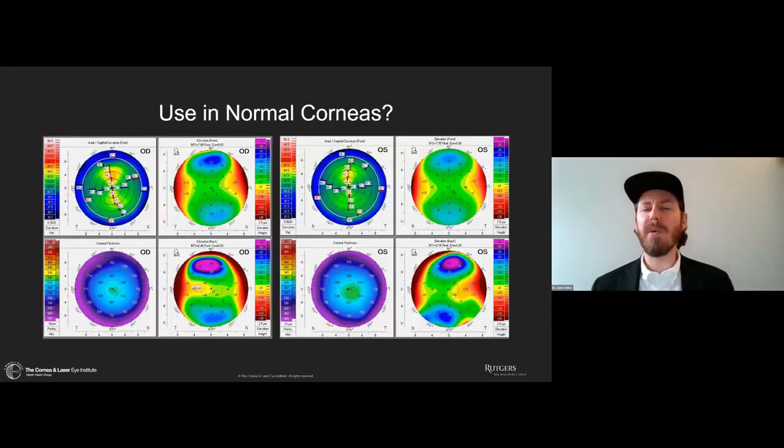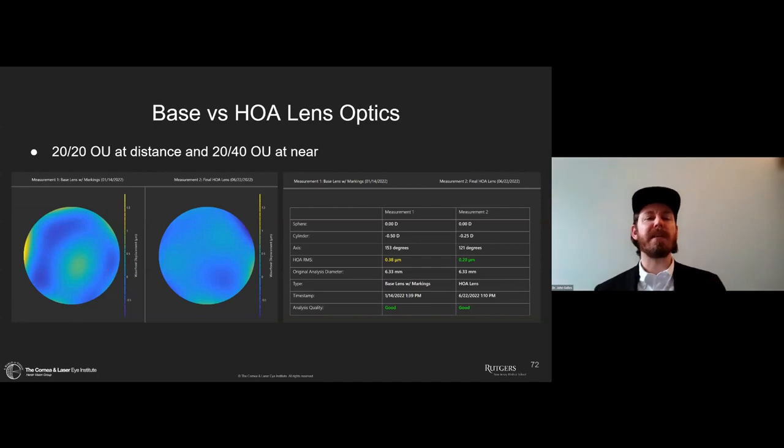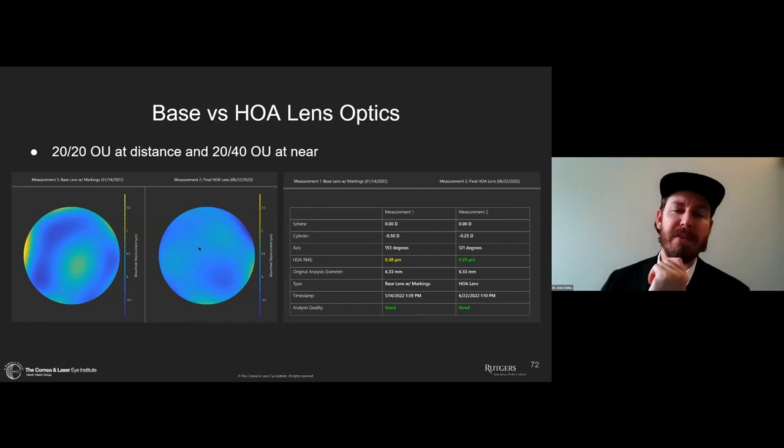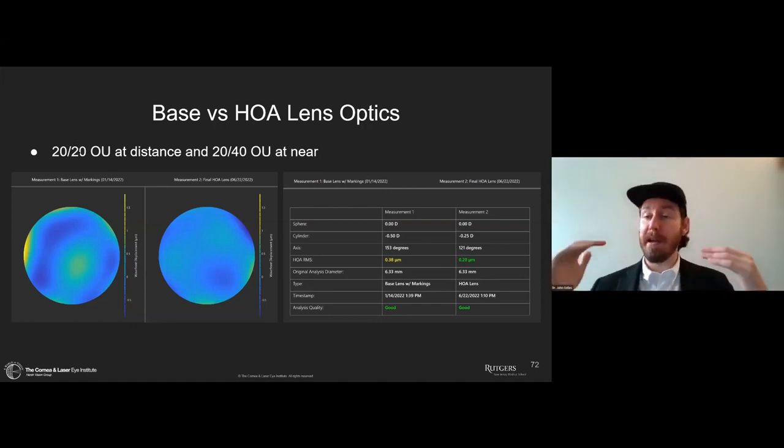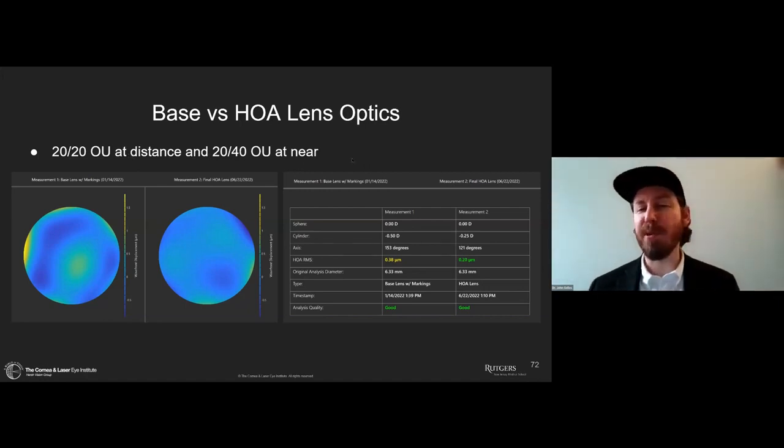Then the question comes out, what are we going to do? Can we do this in normal corneas? Yes, we can. This is a case where we use this in an individual who was intolerant to corneal gas perms, but wanted to keep that rigid lens quality of vision. And what we can see is that this is the difference between their base lens on the left and their higher order aberration correcting lens on the right. And you can see that we reduced their aberrations in the lens by about 50%. Even though this individual didn't get another line of vision, they still were doing quite well. They appreciated the improvement in that visual acuity, but you can see that there's still 20/40 at near, and they're unhappy with that.